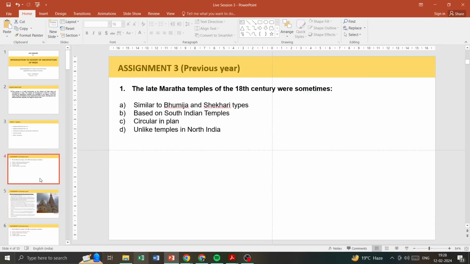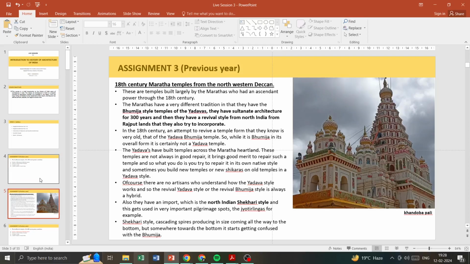Okay, fine. The first question was: the late Maratha temples of the 18th century were sometimes similar to Bhumija and Shekhari types. Were they based on South Indian temples? Were they circular in plan, or were they unlike temples in North India? The answer is that they were similar to Bhumija and Shekhari types, and I have added a short description over here.